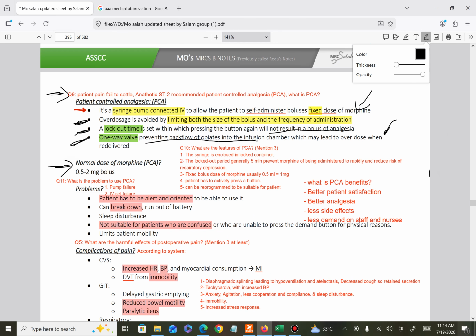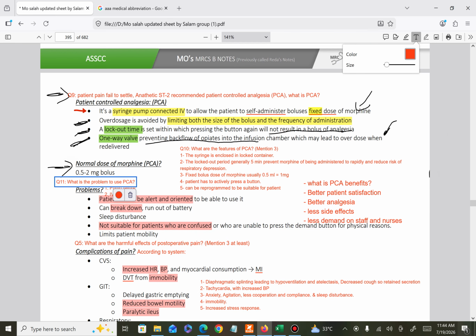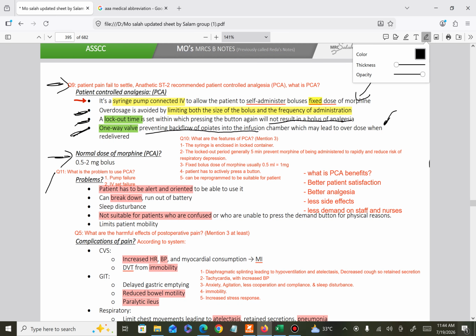Normal dose of morphine in the PCA is a 0.2 to 2 mg bolus. Now question 11 is, what are the problems with using PCA? So the problems can be pump failure, IV set failure.